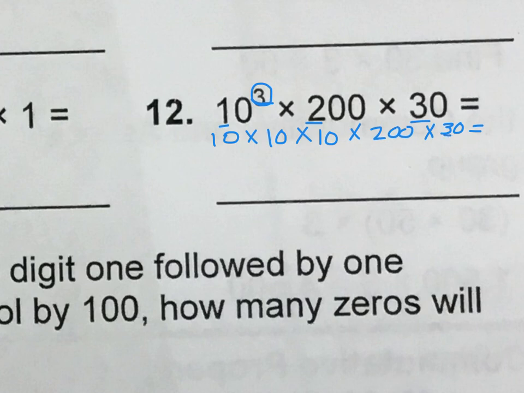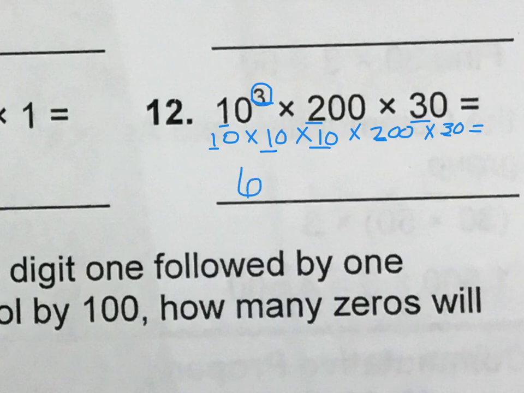Well, if we underline our 3, our 2, and our 1s, what's 3 times 2? 6. Times 1? 6. Times 1? 6. Very good. So we're going to just put our 6 down.